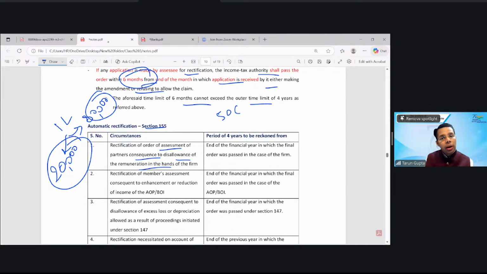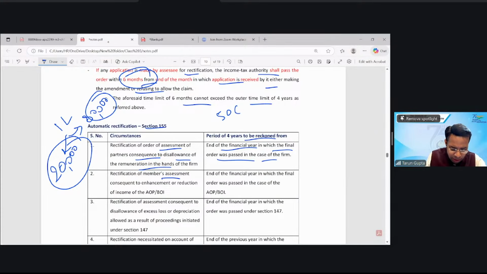Okay. But it might happen that 4 years have already elapsed from the assessment year. So what the law says is, the period of 4 years shall be reckoned from the end of the financial year in which the final order was passed in the case of the firm. So you will find everything very logical. Even if you don't read, whatever your logic says, the answer would be the same. So in this case, the 4 years shall be reckoned from the year in which the final order in the hands of the firm was passed. And from that date, the partner has 4 years to ask for the rectification of his assessment. Understood?